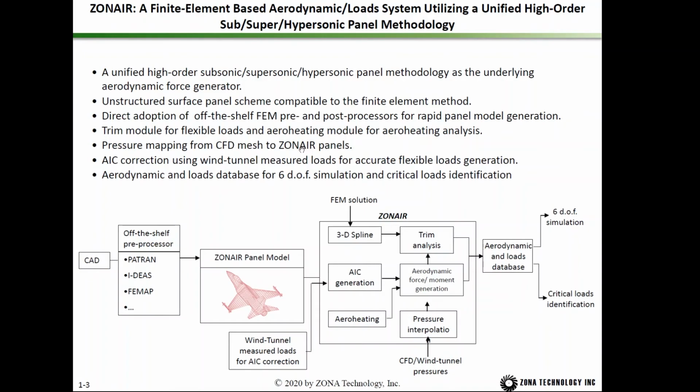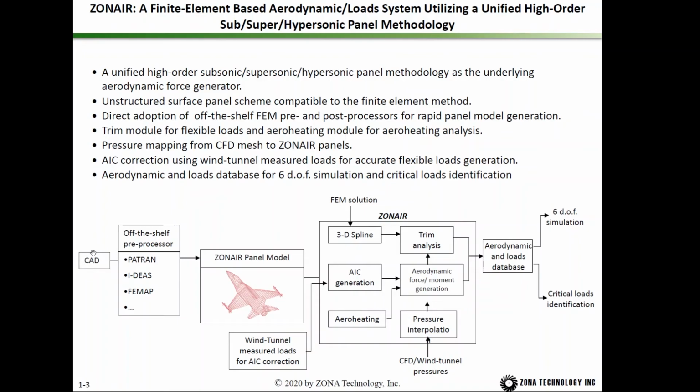You can map the CFD computed pressure from the CFD surface mesh to the ZONAIR model to replace the ZONAIR computed rigid CP. Then ZONAIR can flexibilize this rigid pressure. It has an aerodynamic influence coefficient correction method using wind tunnel measured loads for accurate flexible loads analysis, and the aerodynamic and loads database for 6 degrees of freedom simulation and the critical loads identification.